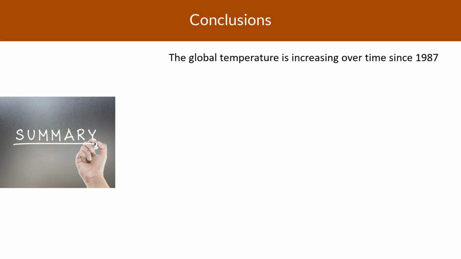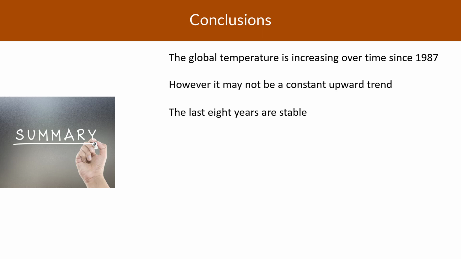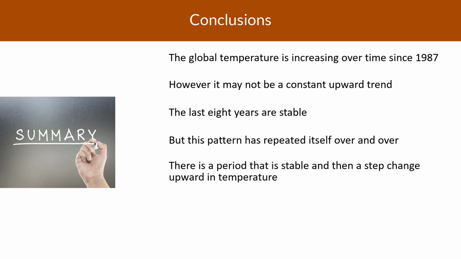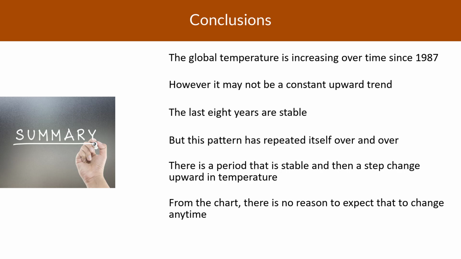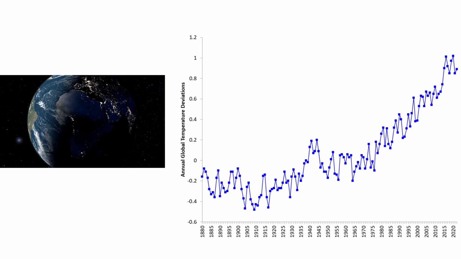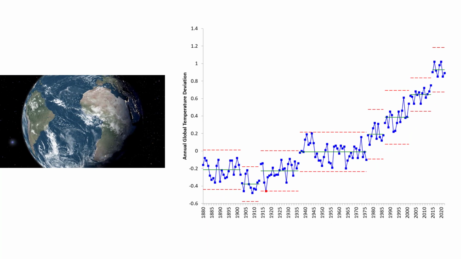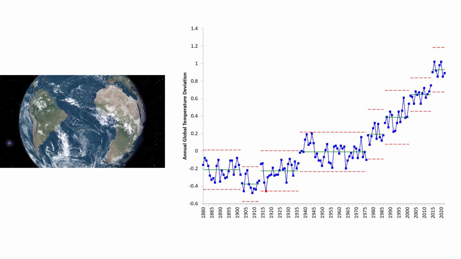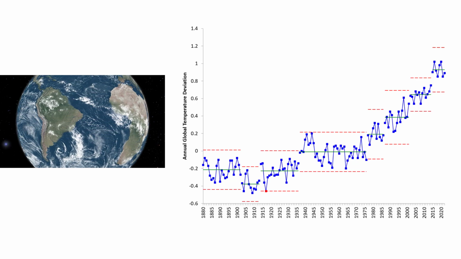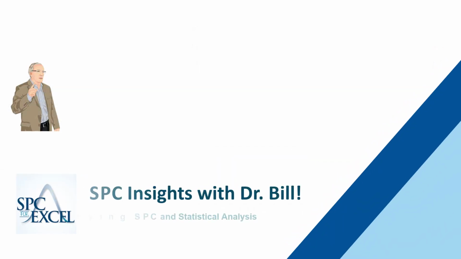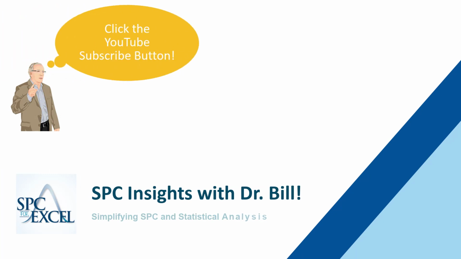So conclusions in terms of global warming. The global temperature is increasing over time since '87. It is not a constant upward trend. The last 8 years are stable, but this pattern's repeated itself over and over. The two previous patterns. So there's a period where they're stable and then a step change upward, and there's no reason to expect that to change anytime soon. So here again is a picture of the global temperature deviations from 1880 up to 2020, and here it is now with the step changes, looking at it instead of a trend at the end, a series of step changes.